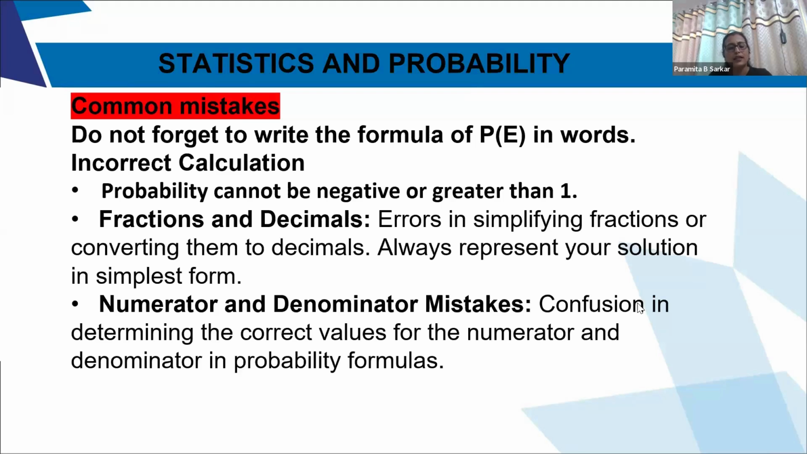Now, while putting the numerator and denominator, be careful. Sometimes I have seen an answer sheet where a child has written the total number as the numerator and the favorable outcomes as the denominator, which is completely wrong. So be careful what you are writing.